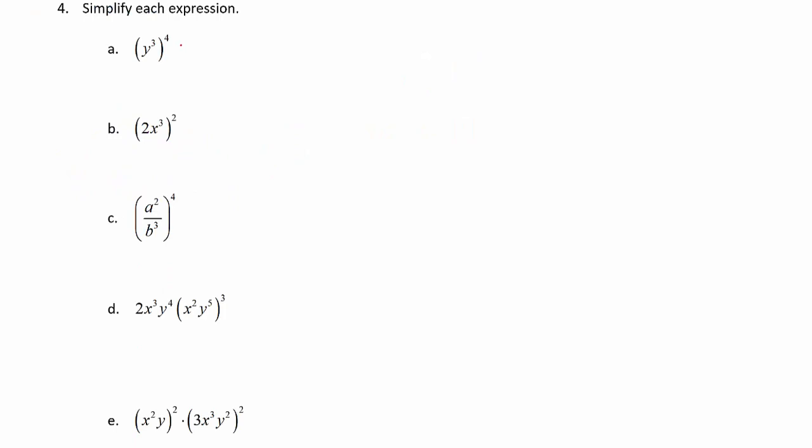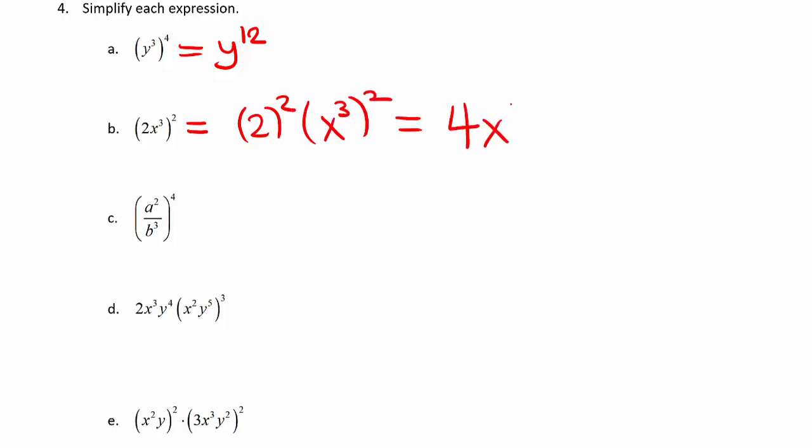The power rule says we multiply the exponents, so part A would be y to the 12th. In part B, the 2x to the third is actually a product, so we can take 2 squared and then x to the third squared. 2 squared is 4, and x to the third squared, I multiply the exponents to get x to the 6.